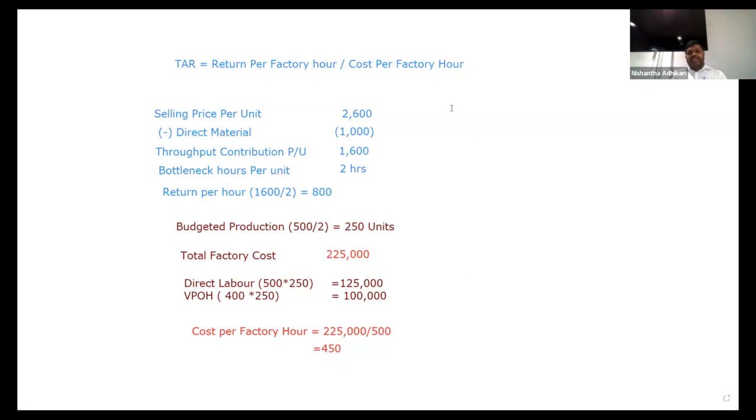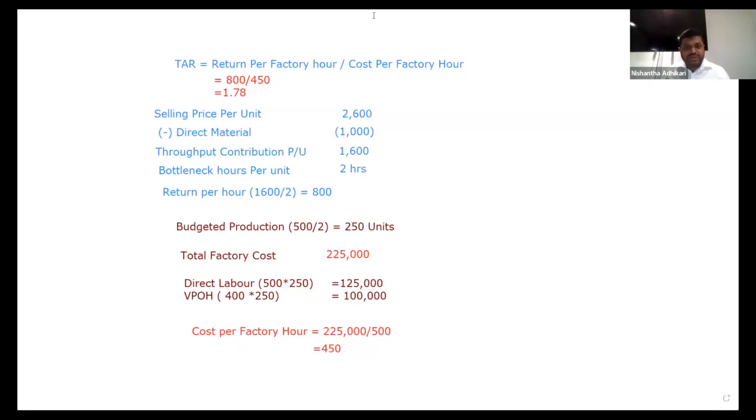Now you can calculate PAR. Return per factory hour is 800, so I will work it out here itself. 800 divided by 450, then you can get the answer. It should be 1.78. Hope you have understood. And if you want, you can take a screenshot and keep it for yourself. There's no issue. Now we will move to the next illustration.